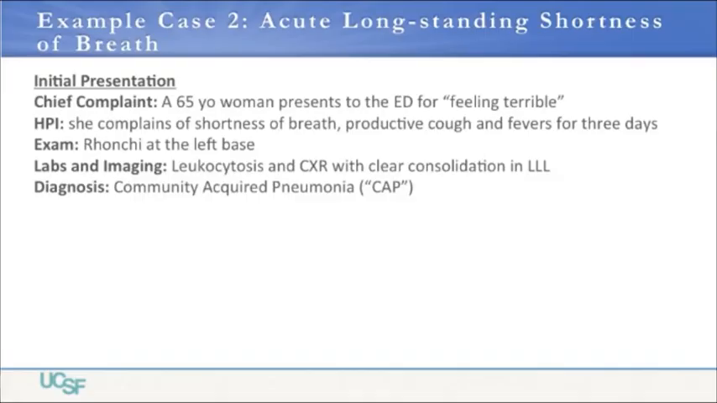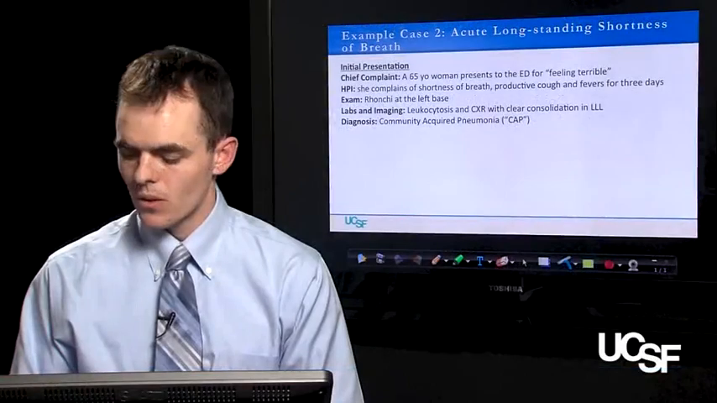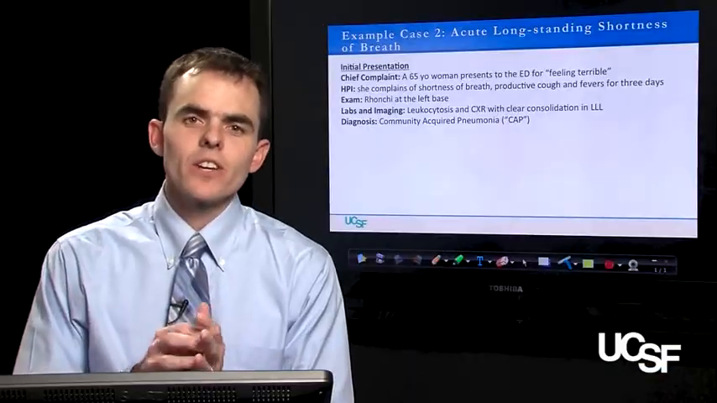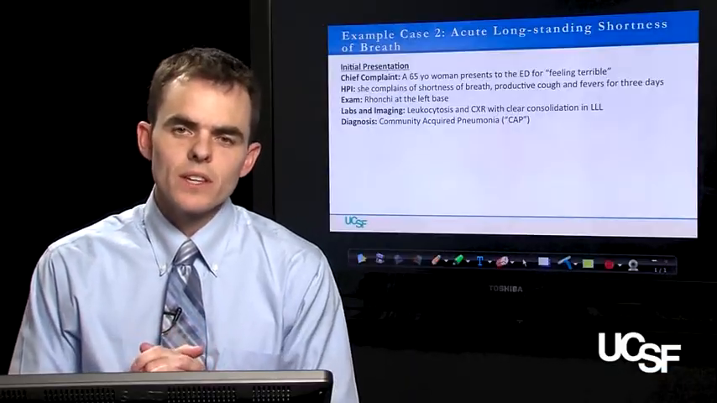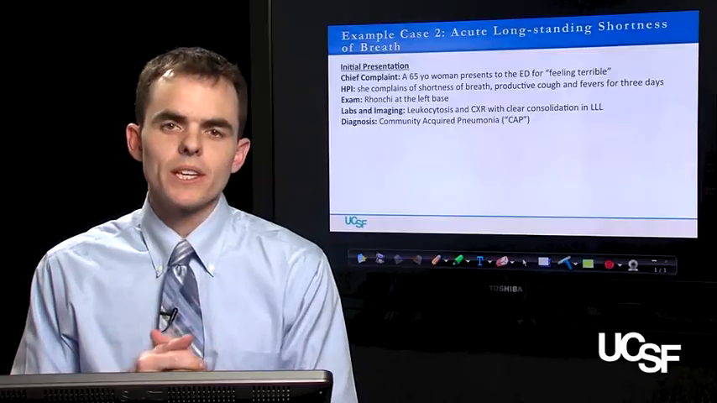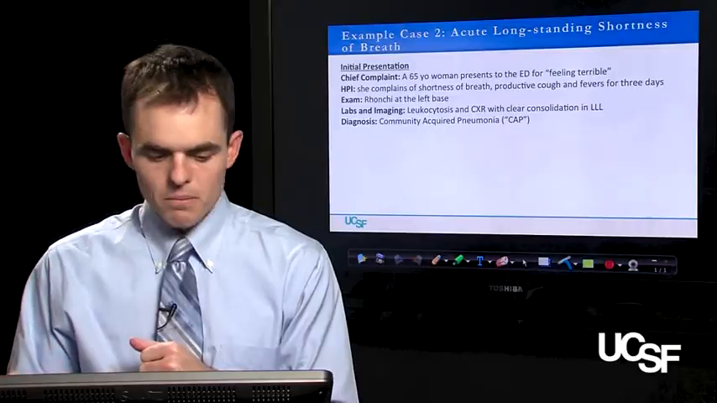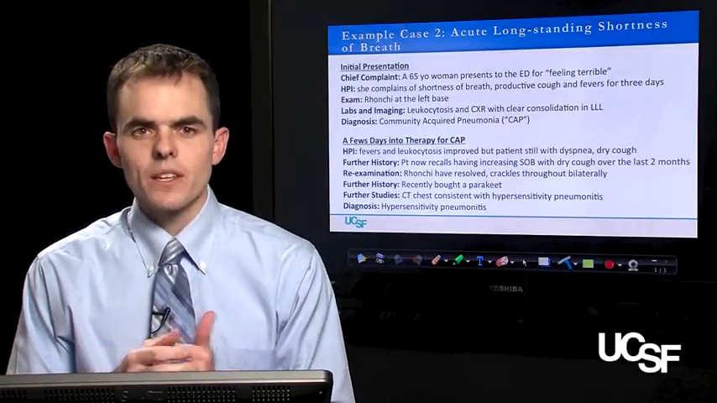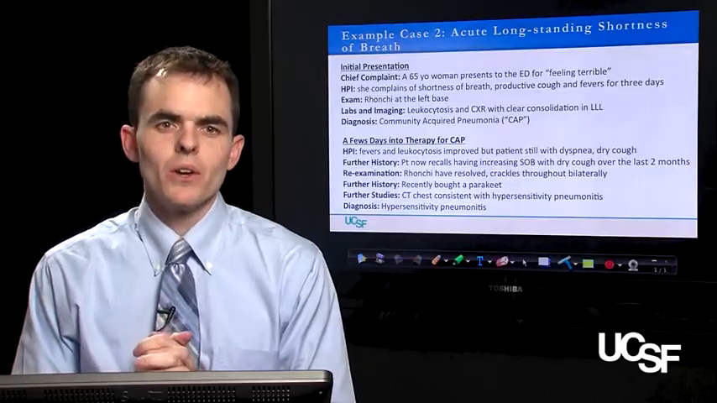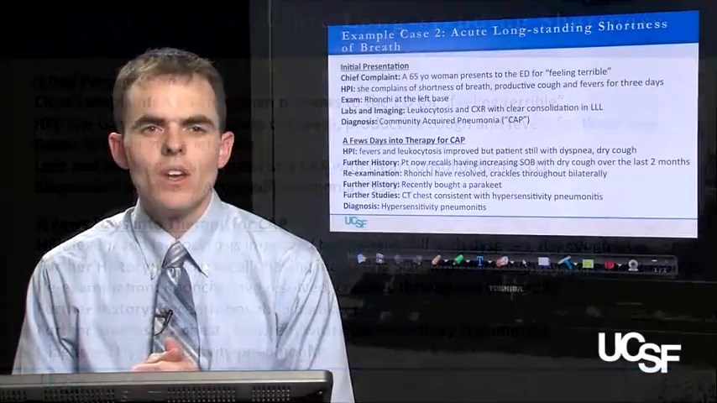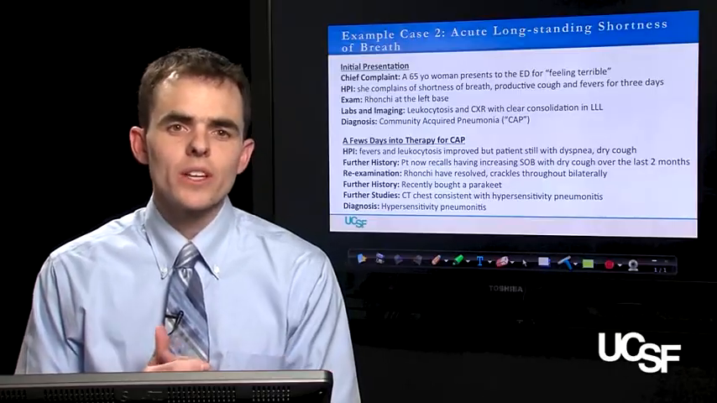In this case, I'll represent that as CAP, okay? This wouldn't be so different for the average internist out there. This wouldn't be so different than diagnosing a broken arm in a kid. It's fairly linear and fairly straightforward. But now let's imagine that a few days into therapy for the community-acquired pneumonia, the fevers and leukocytosis have improved, but the patient's still complaining of dyspnea and dry cough. So what do you do? Well, you go back and you take more history from the patient.